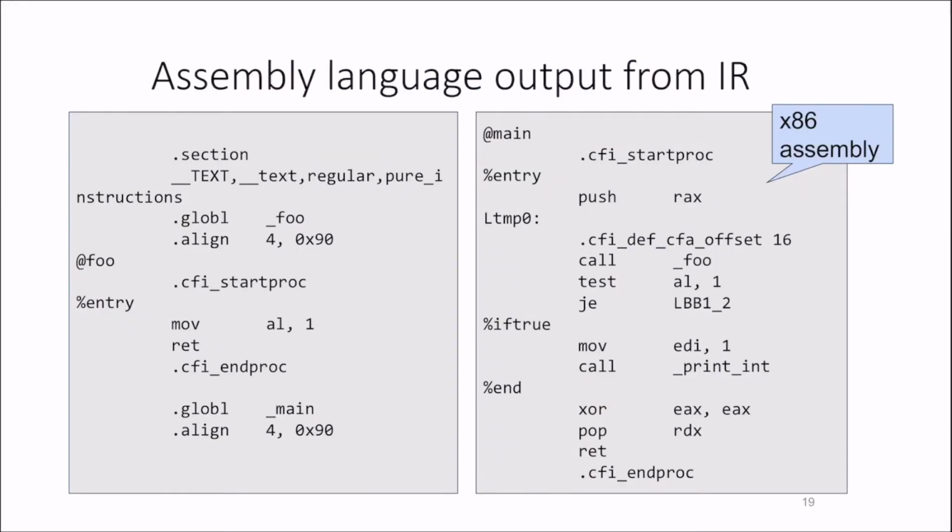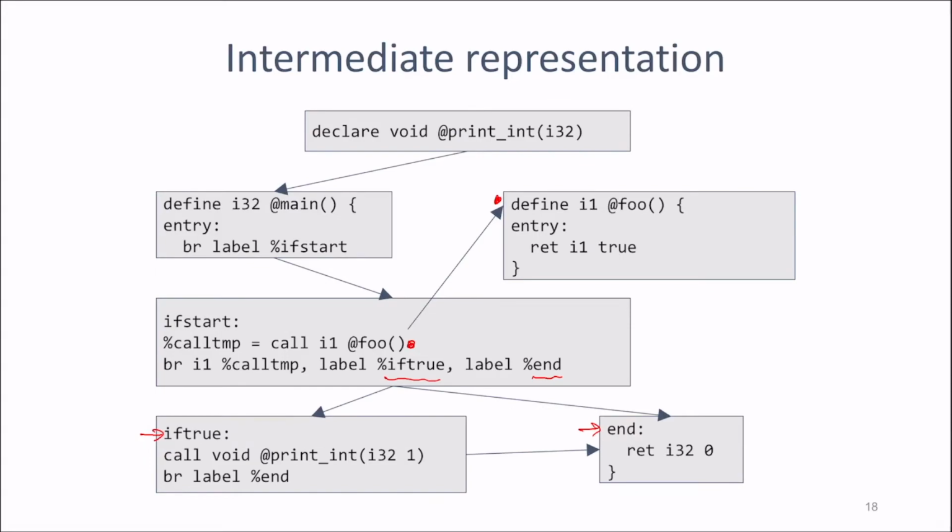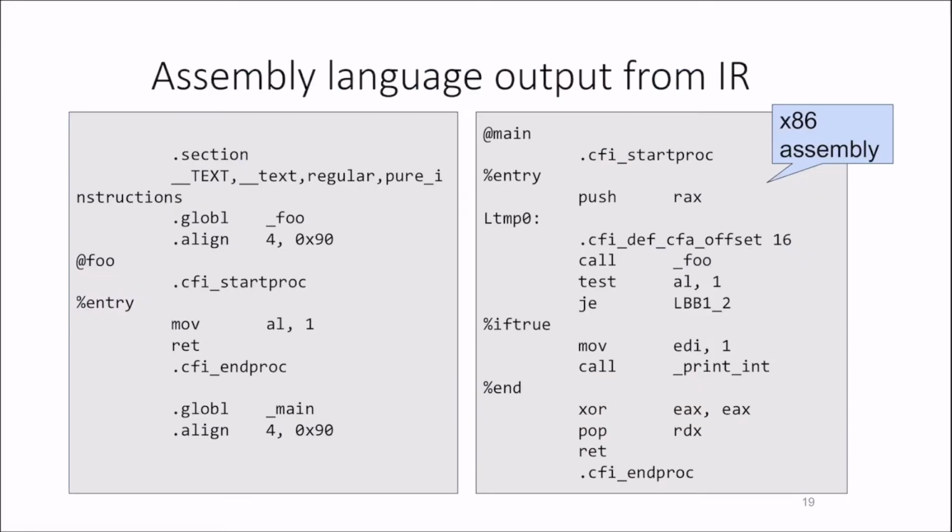Once I have the intermediate representation in that format, I can generate assembly language from it. Because you can see that this output is very close to assembly already, it's fairly easy to map this intermediate representation to an actual assembly language. So in this case, it's a mapping to x86 assembly. And if you look at this, broadly speaking, you can see that there is a foo, there is a main, and there is a branch statement which results in either a true or a not true or end block, right? And you can see that when it's true, it's calling print int and it's printing 1.